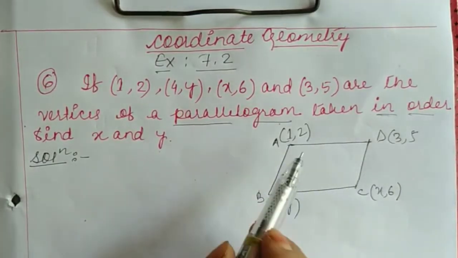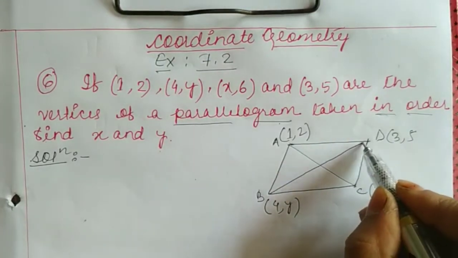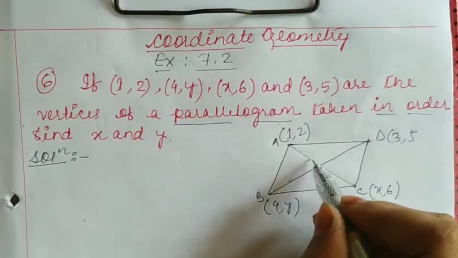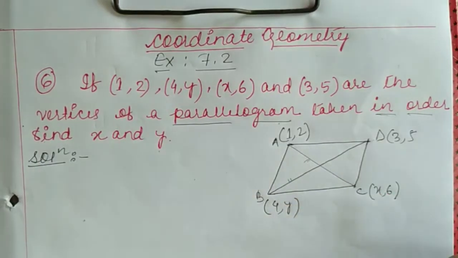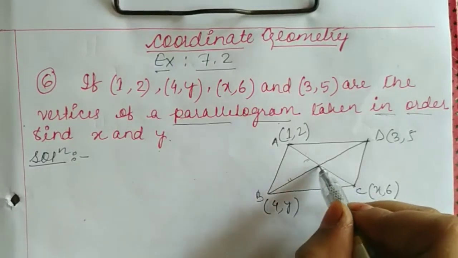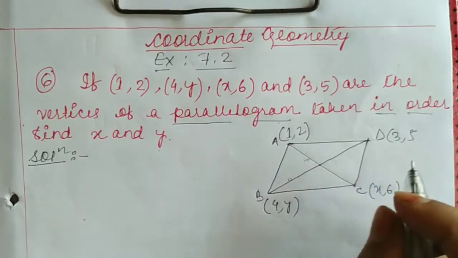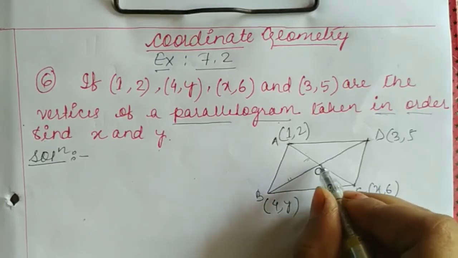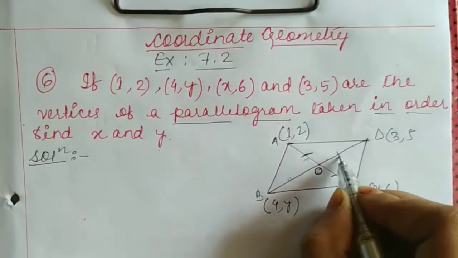If we join AC and BD, then obviously AC and BD are the diagonals of parallelogram ABCD. And we know the property of a parallelogram: the diagonals intersect and bisect each other. It means the diagonals bisect each other at a point O, where AO equals OC and OD equals OB.